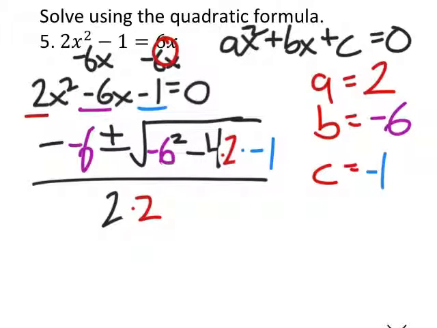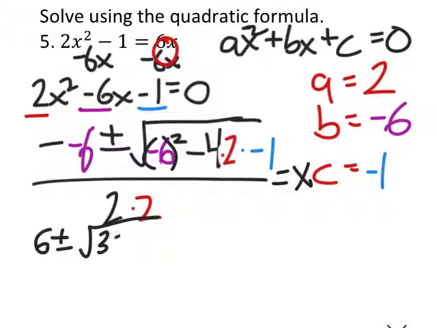And this gives us, we can simplify this. This is all equal to x, by the way. So negative 6 would give us a positive 6 plus or minus the square root of negative 6 squared, which should have been in parentheses. We got 36 minus 4 times 2 times negative 1, which is a negative 8. So we're going to end up adding this in the end. All divided by 2 times 2, which is 4.